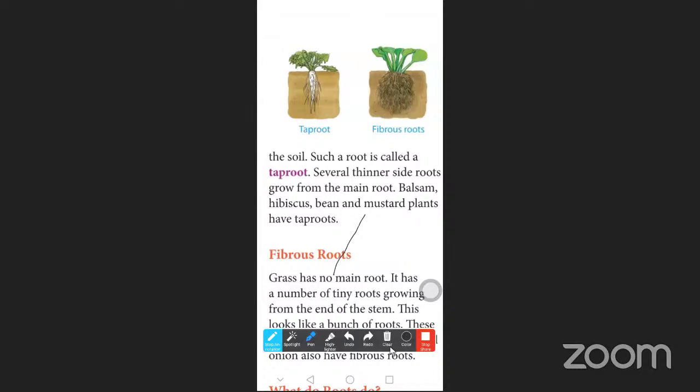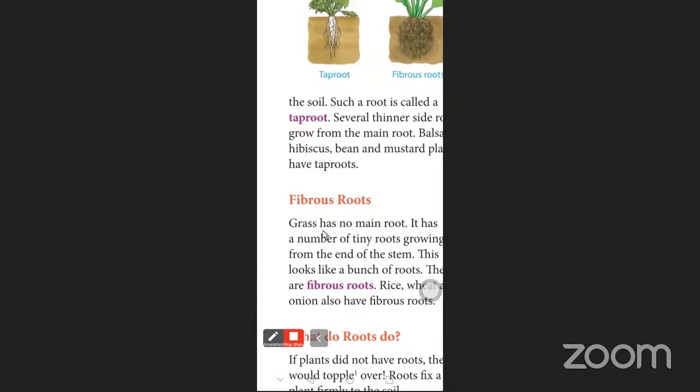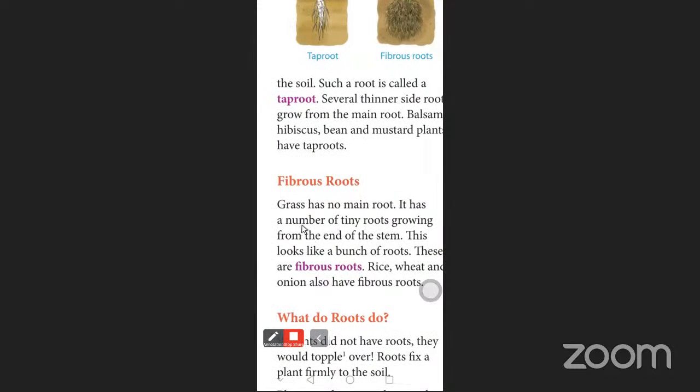And next is the fibrous root system. Grass is an example for the fibrous root system. The grass has no main root. It has a number of tiny roots growing from the end of the stem. This looks like a bunch of roots. So these are fibrous roots. Examples: rice, wheat and onion also have fibrous root systems.